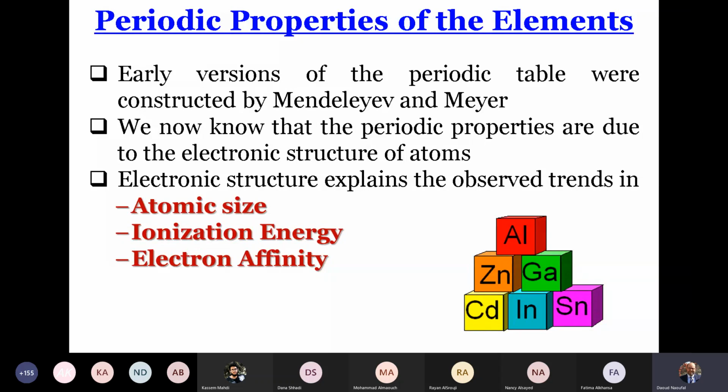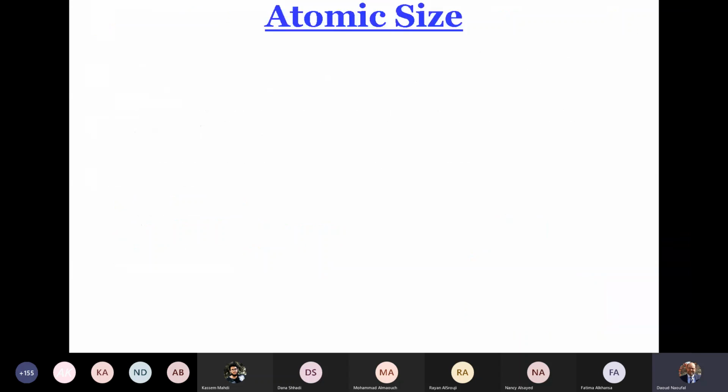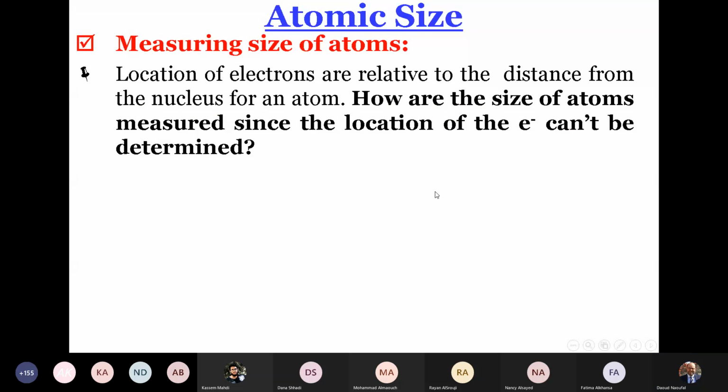The second property to compare between elements of the periodic table is the ionization energy, and the third property is the electronic affinity. First of all, what is the definition of the atomic size? The atomic size is the distance between the valence electron and the nucleus.